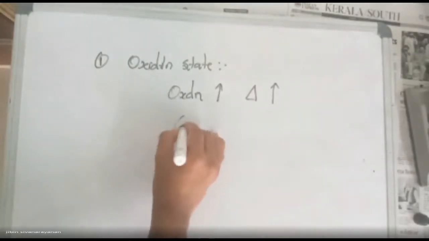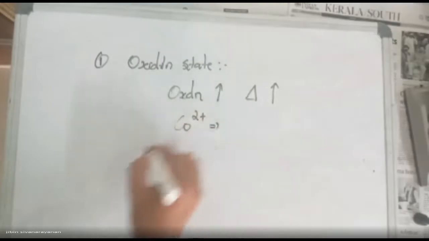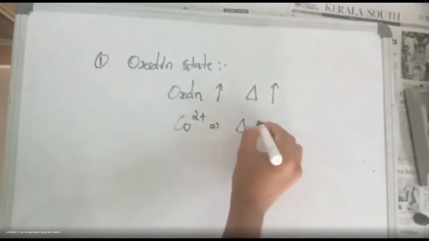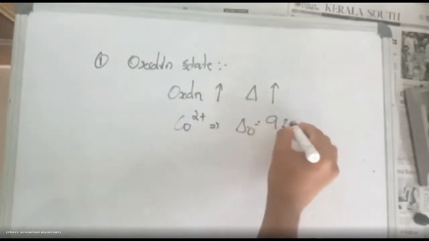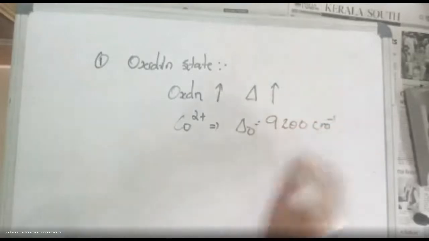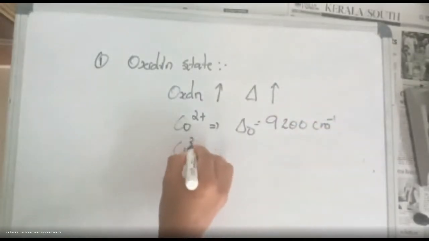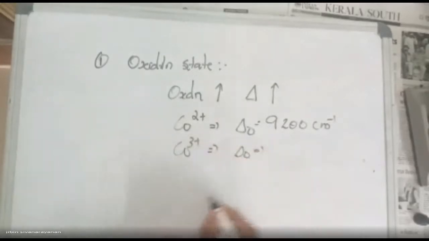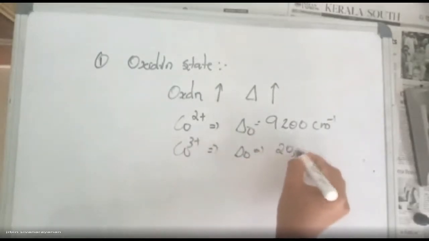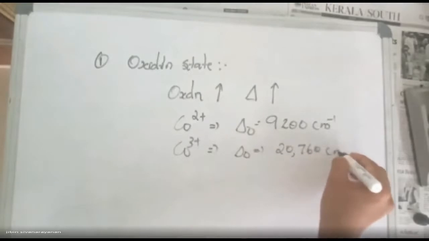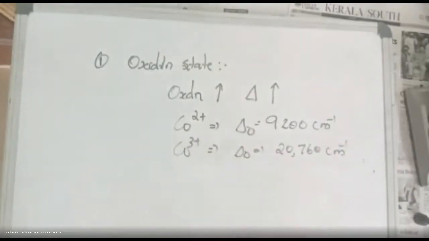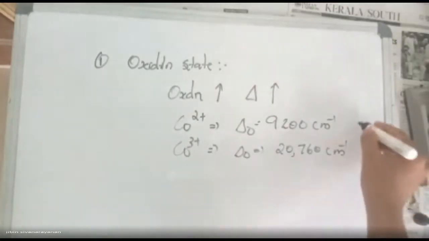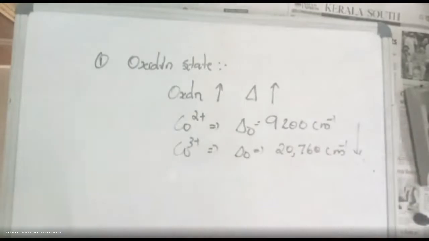For example, for cobalt 2 plus, the delta O is 9200 centimeter inverse. For cobalt 3 plus, the splitting is around 20,760 centimeter inverse. By increasing the positive charge of cobalt in oxidation state, there will be a huge difference in the splitting value.